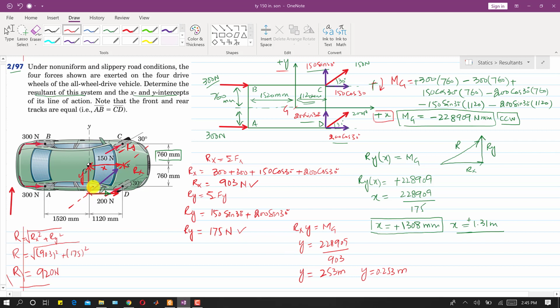And as we can see from our observation, this y should be in the negative y direction, which means we should put a minus sign over it. So this will be minus 0.25. So this is the solution of this problem. This is the x value and this is the y value.